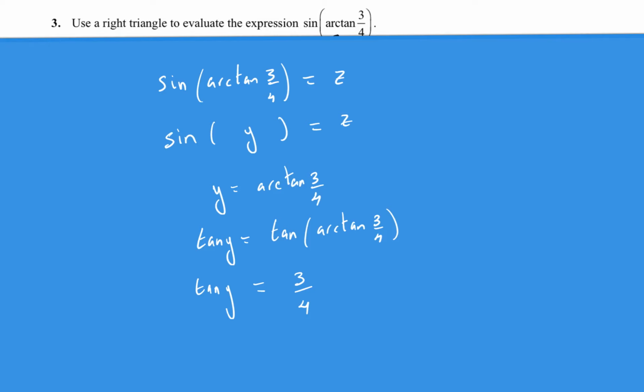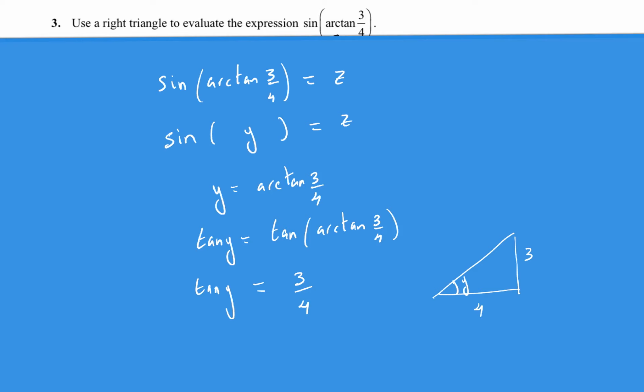So the tangent of y will be 3/4. And now I think I can do the right triangle. The triangle will have the angle y, this side is 3 and this is 4, because tangent of y is 3/4. Perfect. And now what? Now I have to find sine of y. I have to find zeta. So sine of y is zeta.